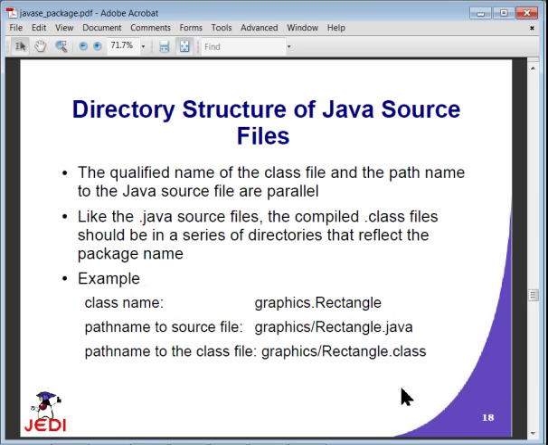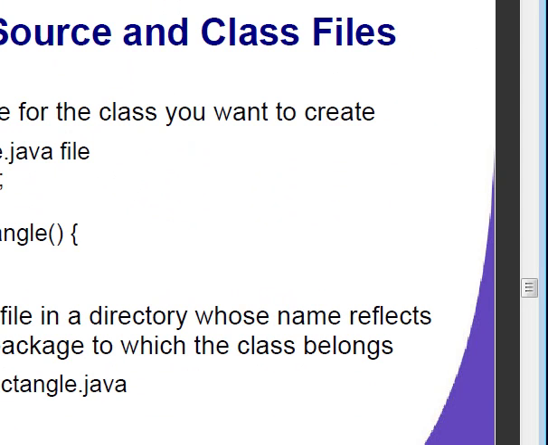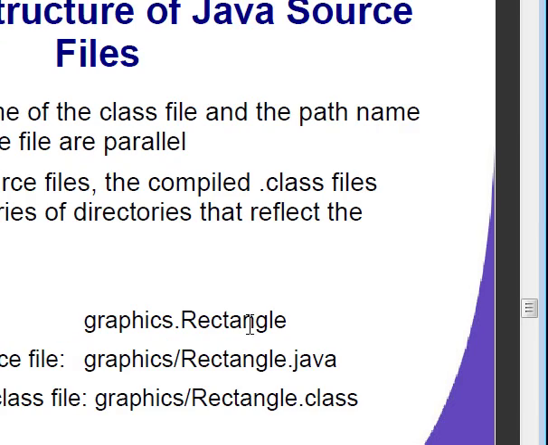Okay, so this is a little bit of a repeat of what we just talked about in the previous slide. The qualified name of the class file and the path name of the Java source files are parallel. Like the source files, the compiled class files should be in a series of directories that reflect the package name. In our previous slide, we said the packaging structure and the Java source file should be in the corresponding directory structure. Same thing with the class files. So this is for Java files and this is for class files.